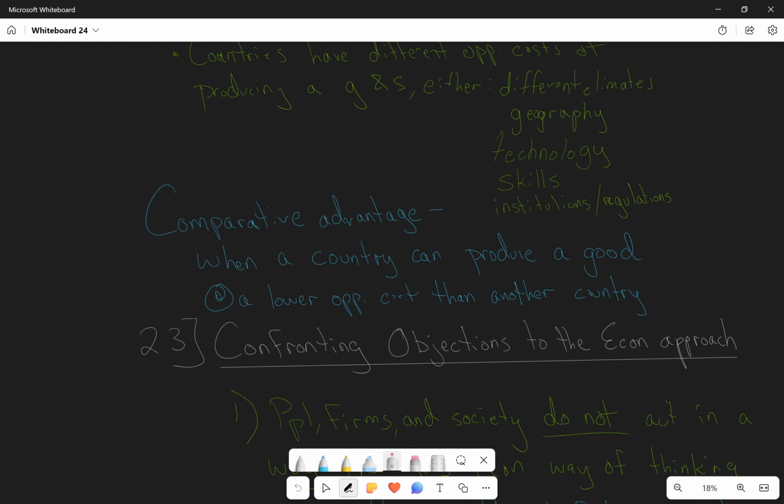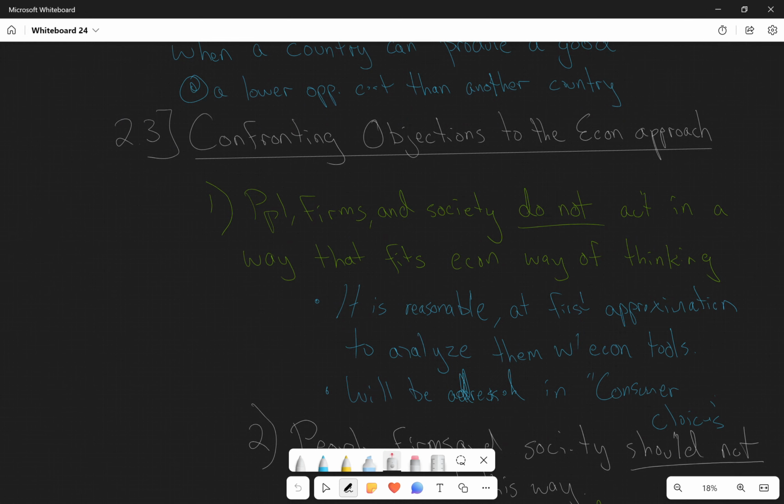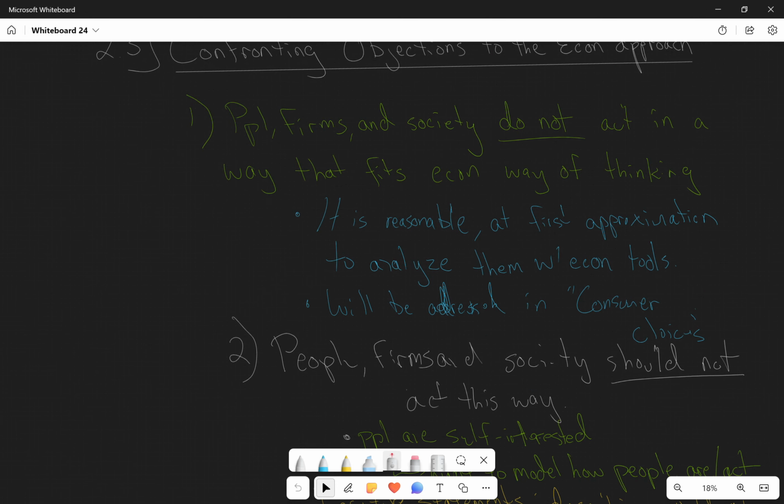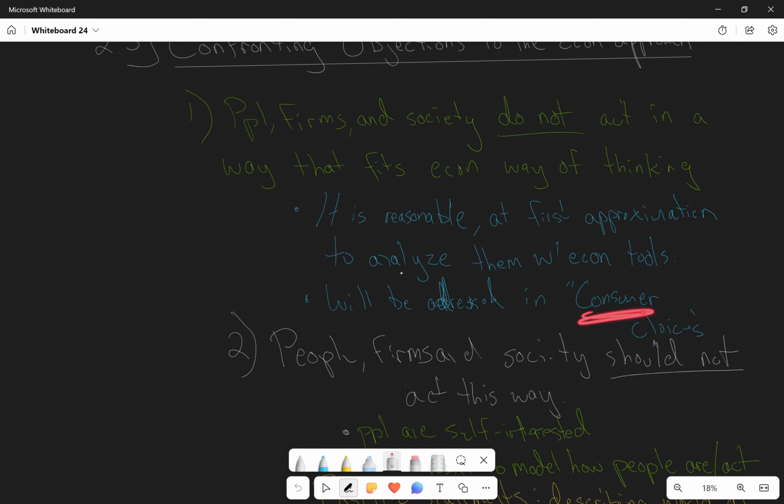We talked about how sometimes firms in society don't act in a way that fits economic thinking, and we're going to address this more when we talk about consumer choices in a later chapter.